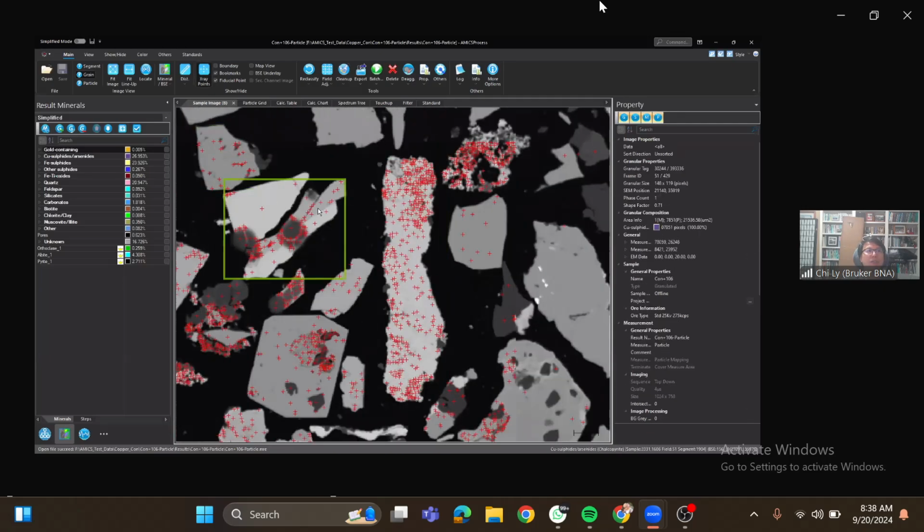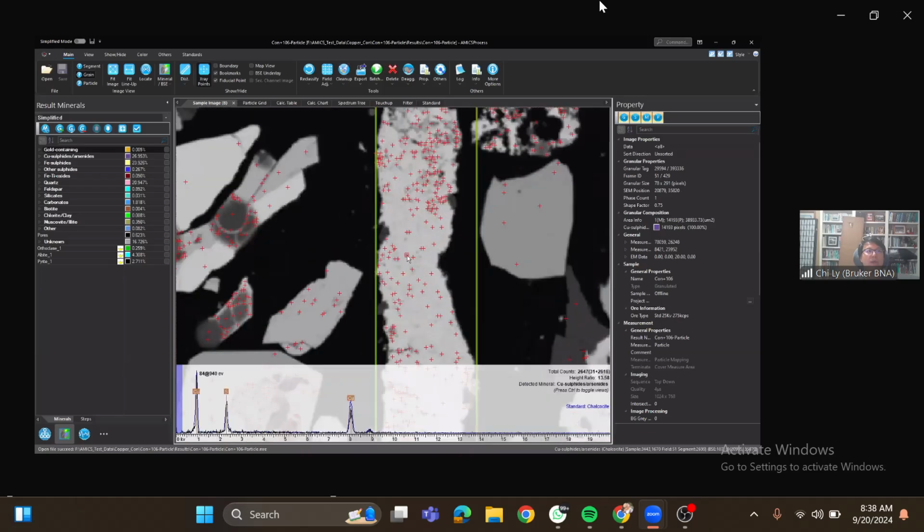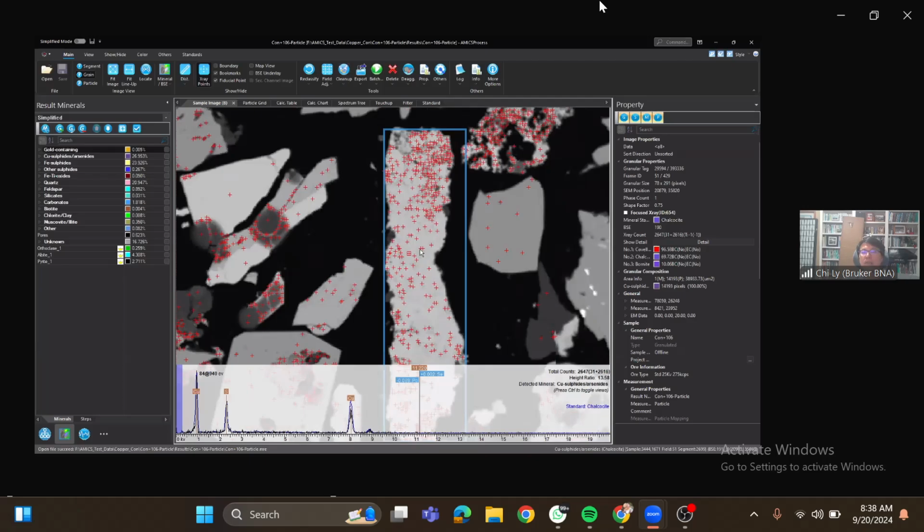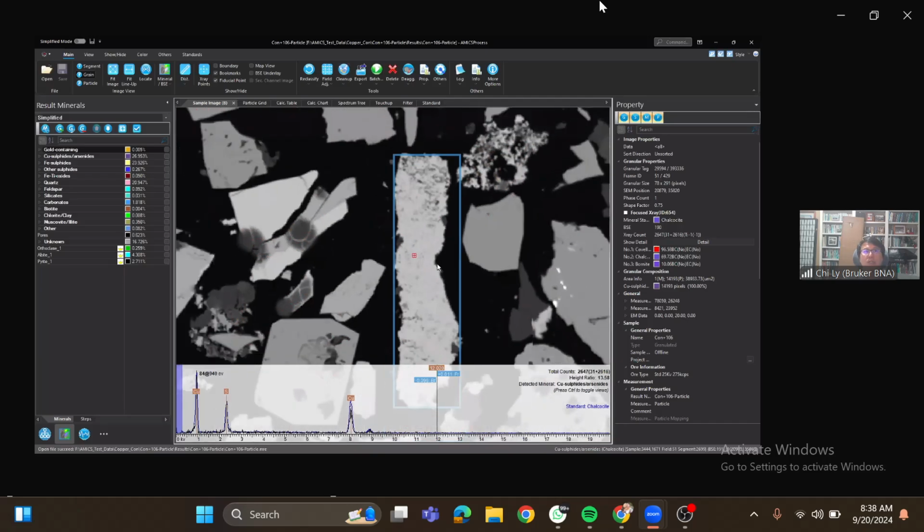But it's not just that. Every single point that we collected X-rays on, we have a record of it. And so we can interrogate every X-ray point and understand what elements were present, what peaks, the peak shapes were there, to understand why it was identified and characterized the way it is. And that's the power of automated mineralogy and AMICS, in the fact that post-analysis, you still have access to all the data.